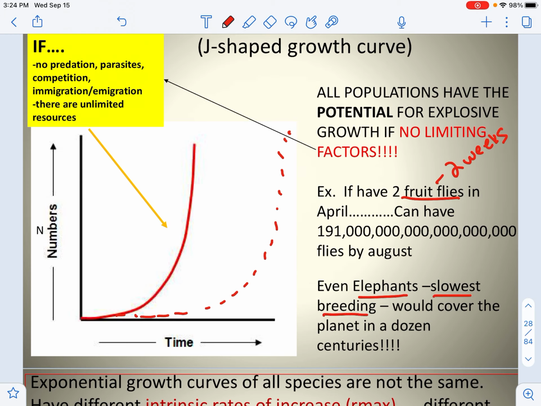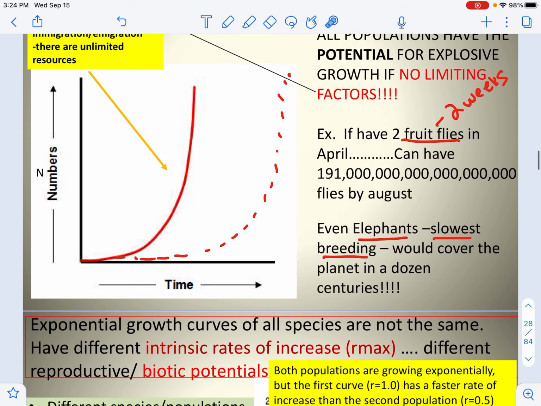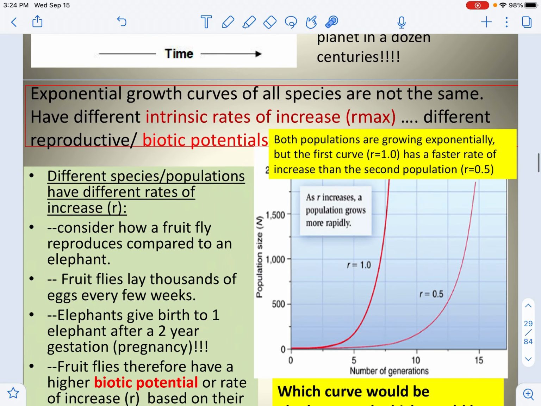Elephants, which are the slowest breeding things on the earth, I think are pregnant for like 2 years. The gestation time of a female elephant is 2 years. They're pregnant for 2 years and then they give birth to 1 elephant, and that's probably all they ever do in their lifetime. So you can see the rate of increase for fruit flies versus elephants will be different. But my point is, they would both grow exponentially if there were no limiting resources, which there are.